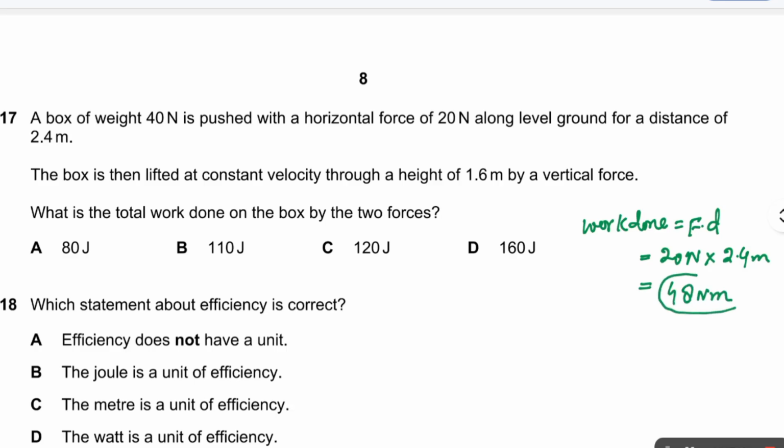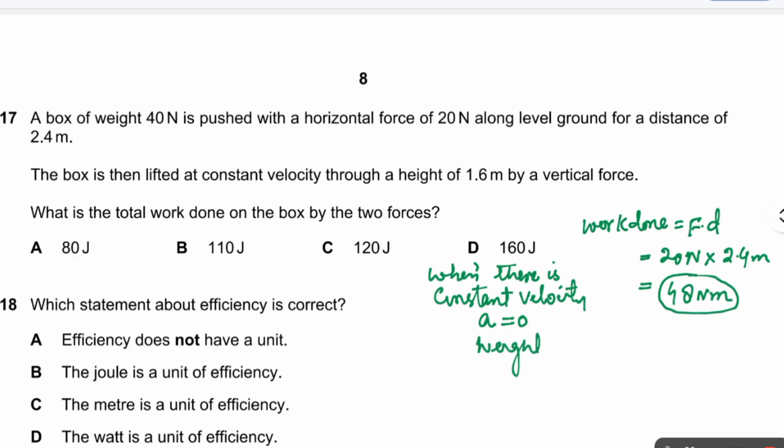Now you know that the box is then lifted at a constant velocity. When there is a constant velocity, what is the acceleration? The acceleration is 0. There is no acceleration. So he says it is lifted through a height of 1.6 meter by a vertical force. You know how much the weight is? Weight is equal to 40 Newton.